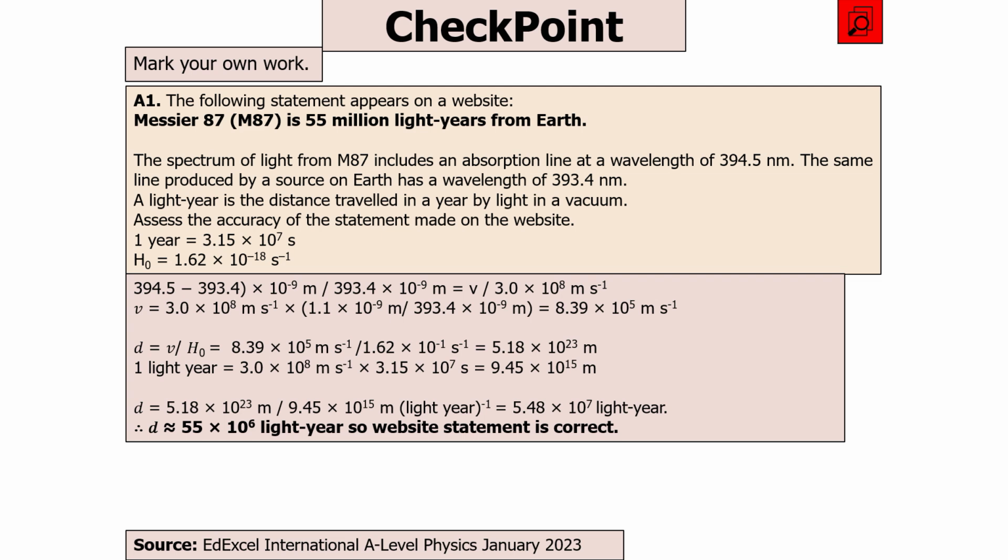But remember, for this to work, we really need to either have the Hubble's constant in seconds to the minus 1, or you'd have to get your velocity in kilometers per second and your Hubble's constant in kilometers per second per megaparsec, and we get our distance out in megaparsecs. But in here, our Hubble's constant is in seconds to the minus 1, so the distance is 5.18 times 10 to the 23 meters. So therefore, we can work that out to be 5.48 times 10 to the 7 light years. So it tells us that the statement is going to be correct.